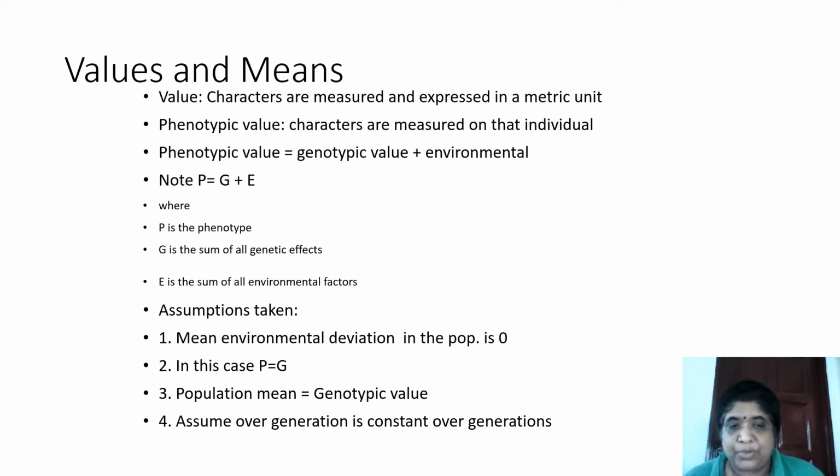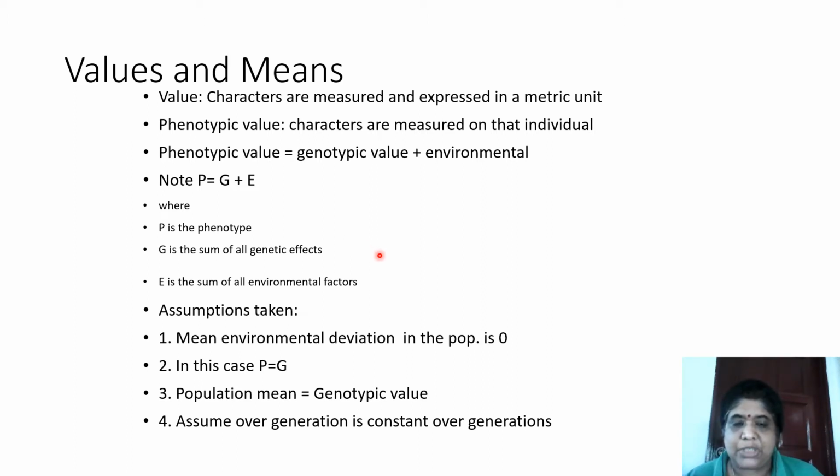I spoke to you about this, and as you said, characters are given a value and they're expressed in metric units, and phenotypic values are characters measured on the individual. Phenotypic value equals the genotypic value plus environment. So I am reaffirming what I said just now: P equals G plus E. P is the phenotype, G is the sum of genetic effects, and E is the sum of all environmental factors.